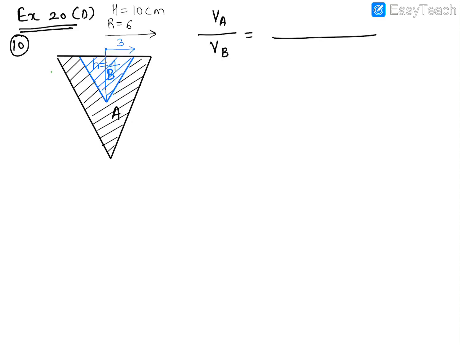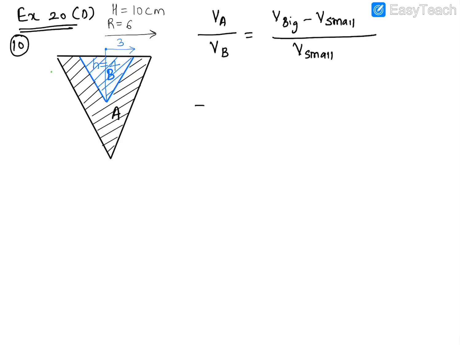What's the volume of the metal A now? It is 1/3. Okay. First, guys, how will you find the volume of metal A? So we'll have to do what? Volume of the bigger cone minus the volume of the small cone, divided by the volume of the small cone.